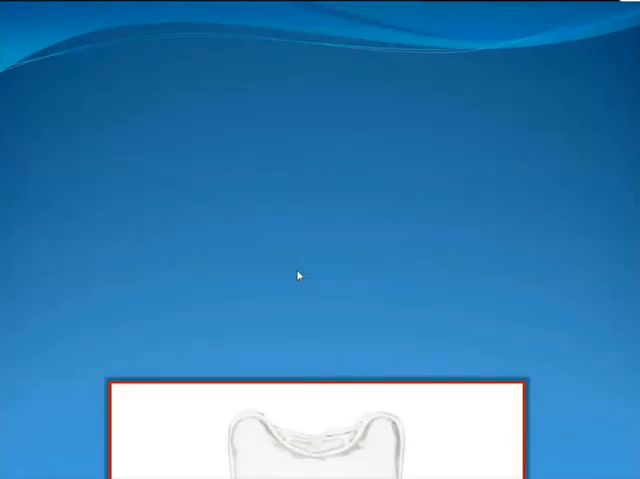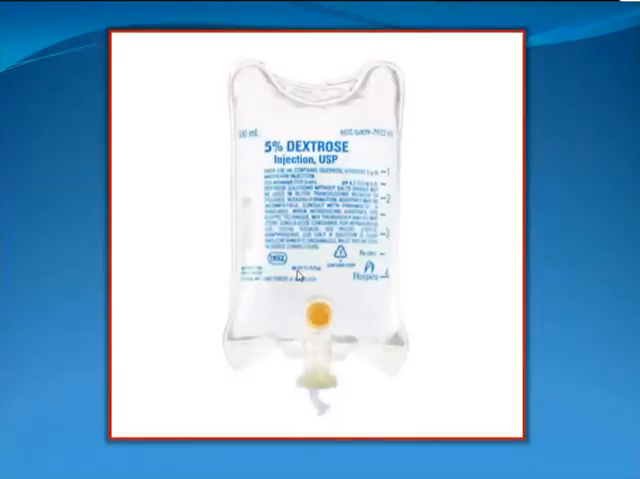Now we will go to the other type of fluid, which is the 5% dextrose. By the way, what do we mean when we say 5% dextrose? What does this 5% mean?